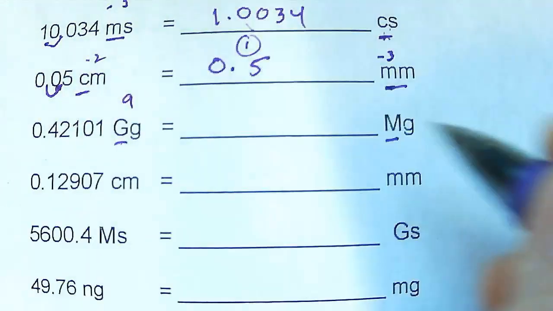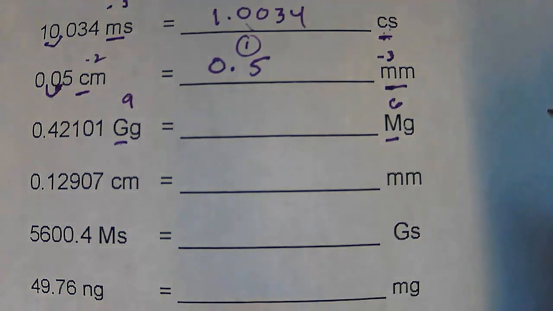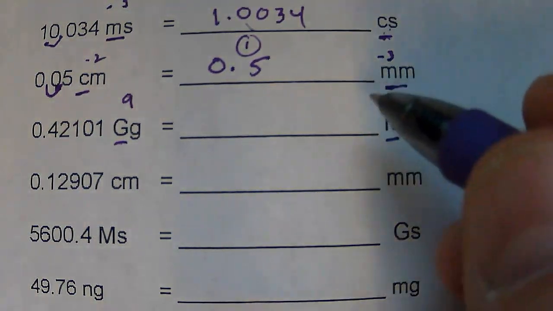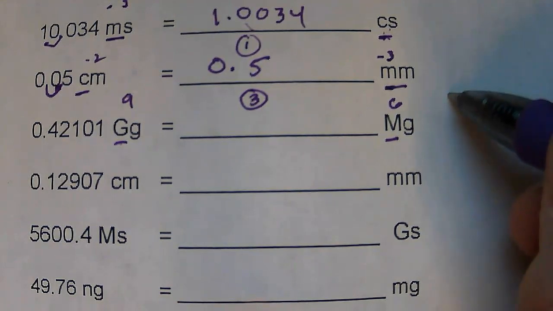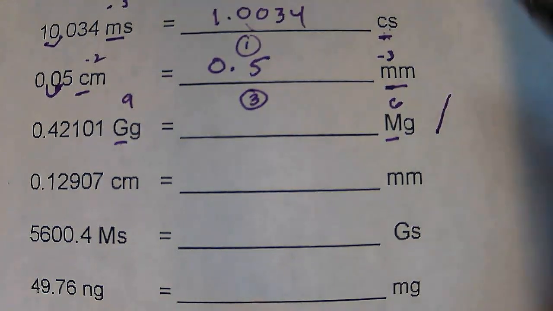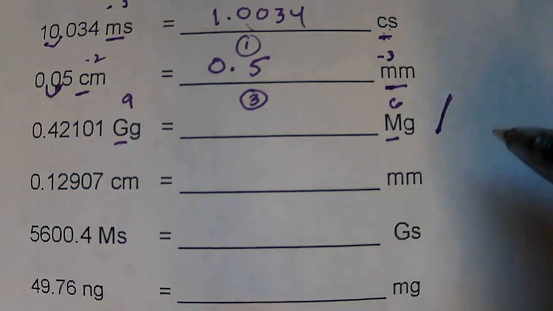Okay, giga to mega. Gigagrams, this is 9. Mega is 6. Okay, so this is 3. And one of the things you can do is you can say, look, I'm moving down. You don't have to use this if you kind of know the chart. So I'm going to move down. That's the way it is.